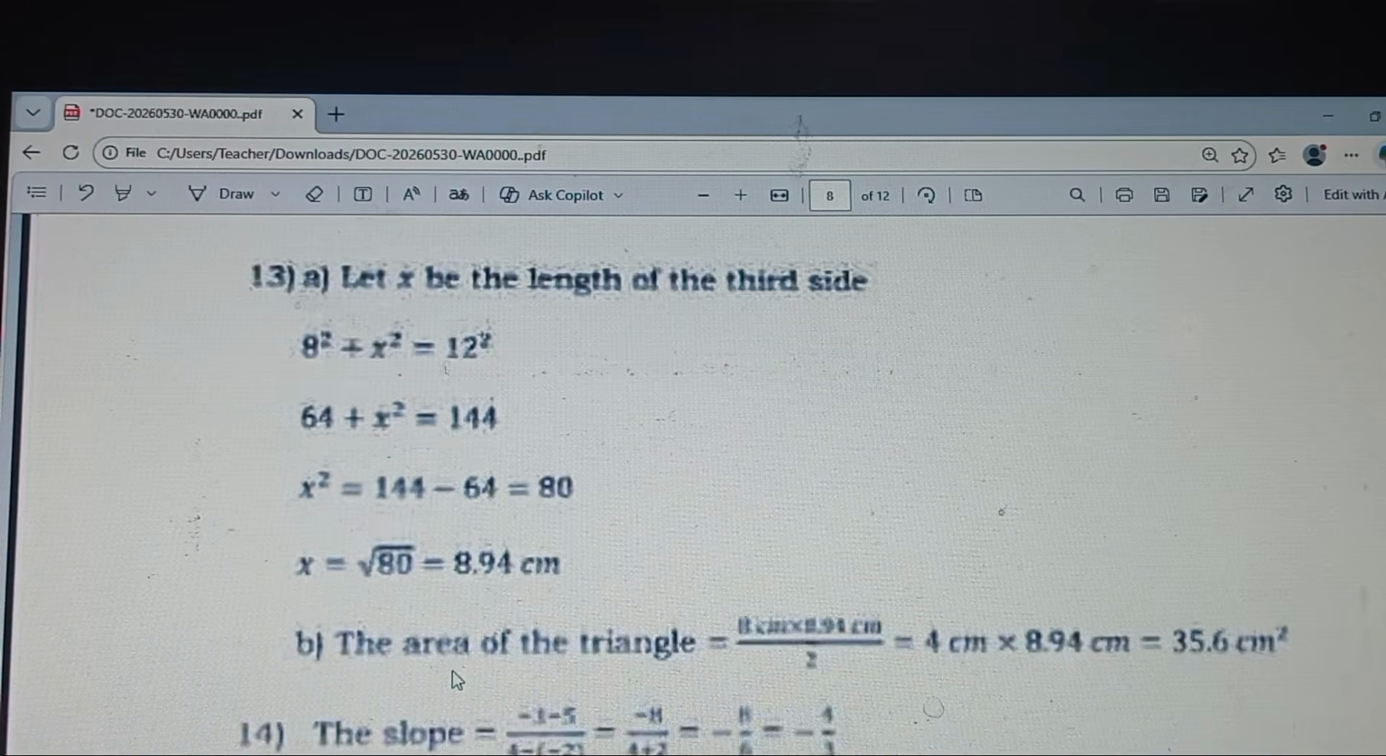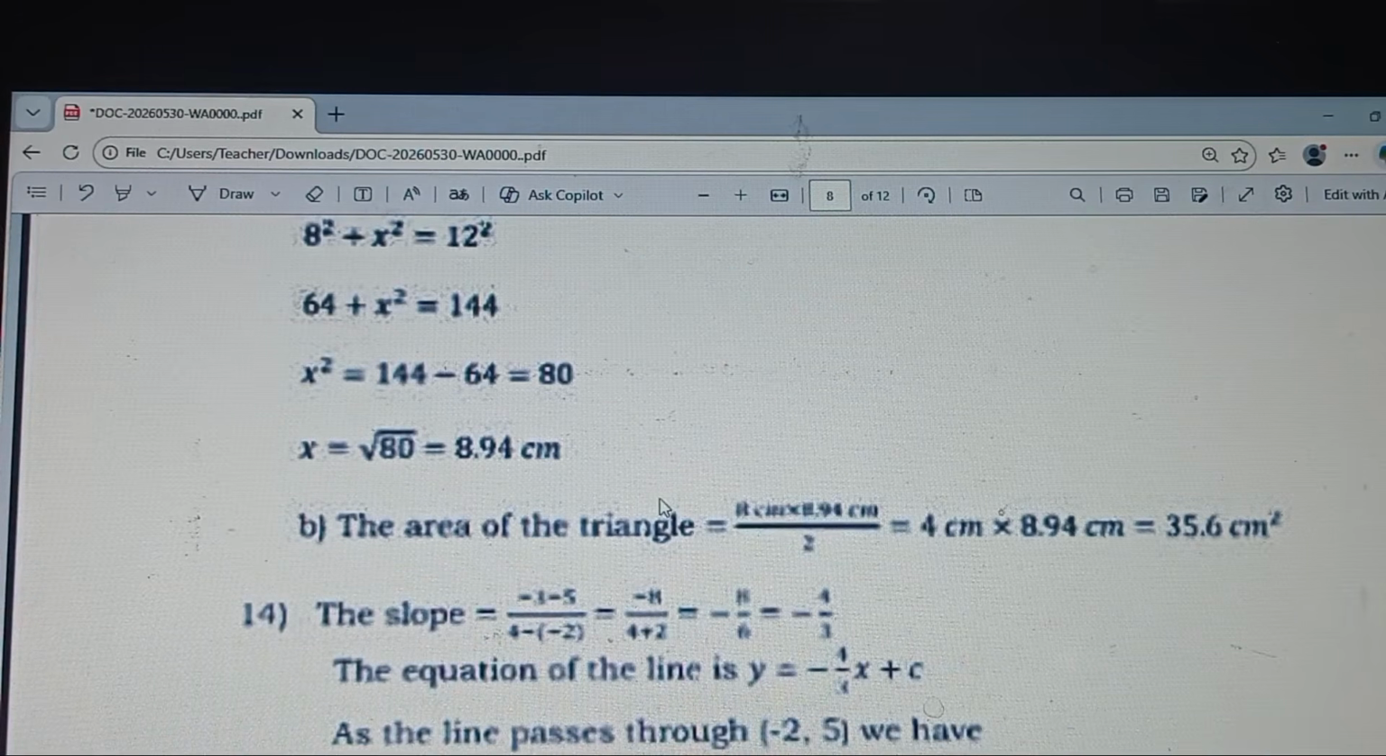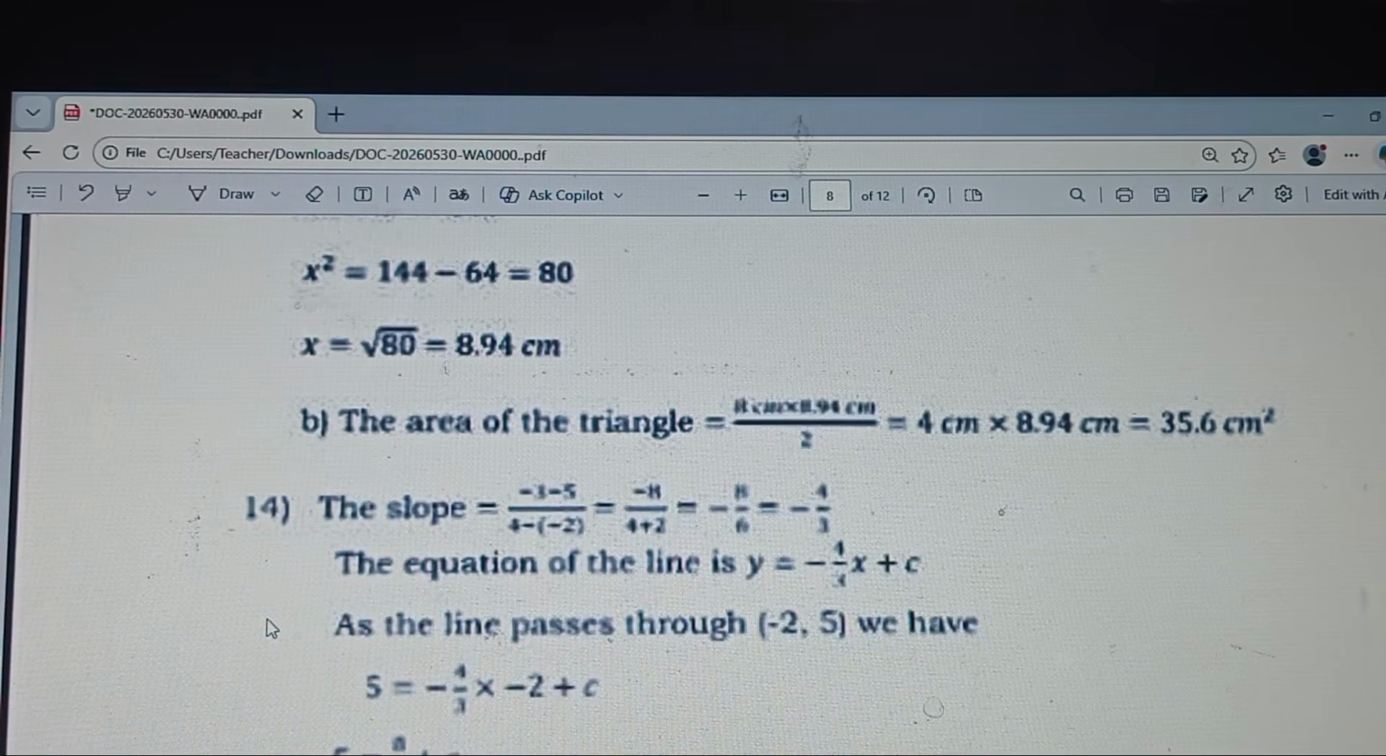For B, we are asked to find the area. When you find the area of a triangle, it is base times height over 2. Then you substitute, take that value times 80, then divide by 2. You get the area in centimeter square. That's question number 14 on slope.